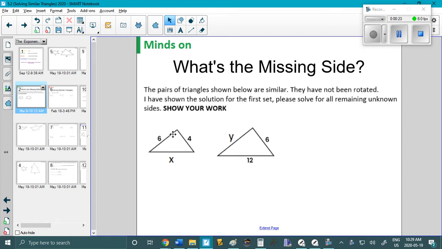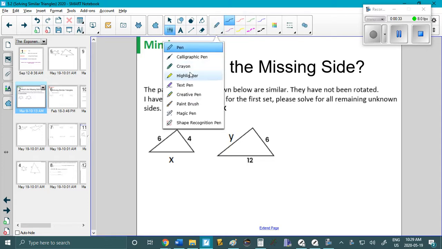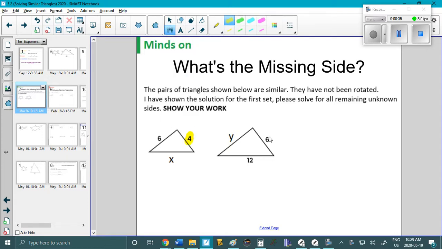So that means that this little one has been enlarged to make this one, and that means that all of the sides have been enlarged by the same amount. Now, what you can notice here is that 4 has changed to 6. Now, that doesn't mean that I add 2 to everything. That won't work. What you have to figure out is what was this triangle multiplied by to get this triangle. So if you don't want to try that, that's okay. If you do, you should pause it.